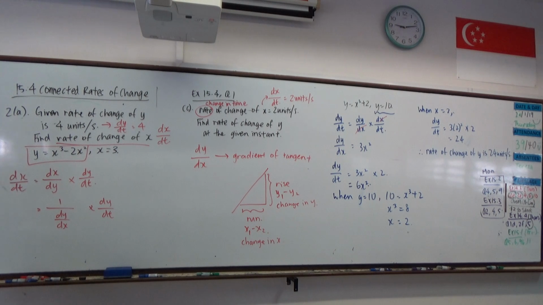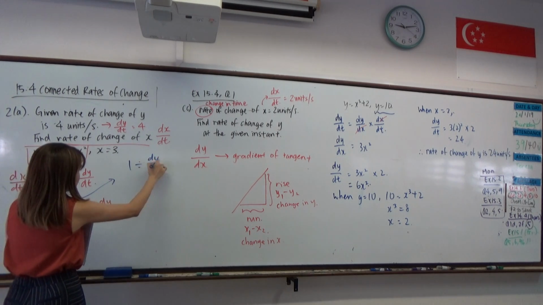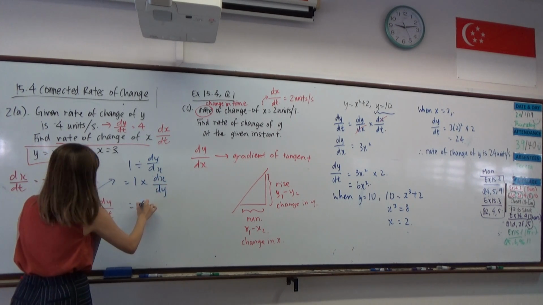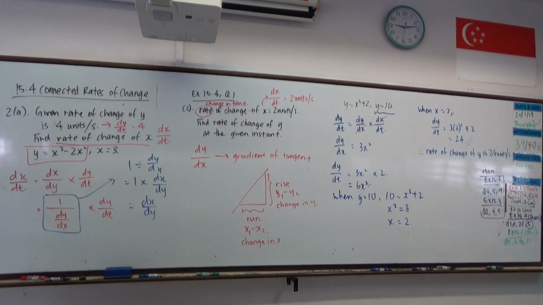You understand? Because let me do the algebra. 1 divided by dy over dx equals 1 times dx over dy, which equals dx over dy. So to find dx over dy, it will be the reciprocal of dy over dx. So this magic actually works.